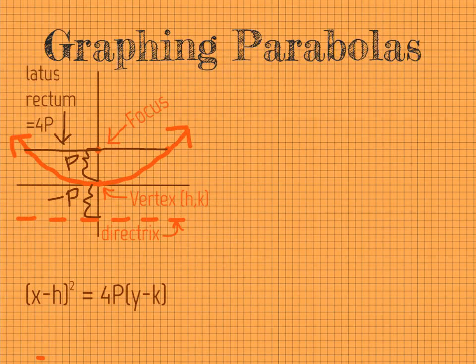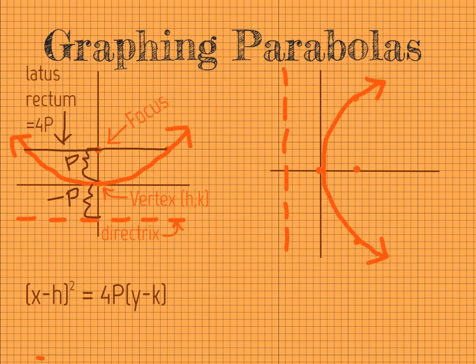So here you have the standard equation for a parabola, and that would be (x minus h) all squared equals 4p, and then (y minus k) in parentheses. So this is another new way of writing quadratic equations, where h and k is your vertex, and then the 4p is the length of that latus rectum.